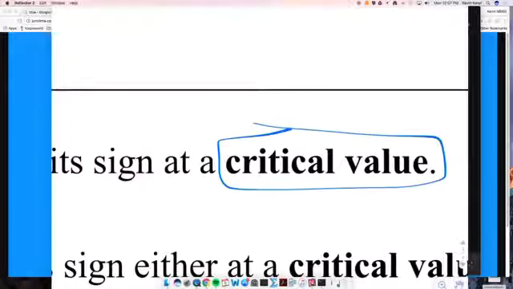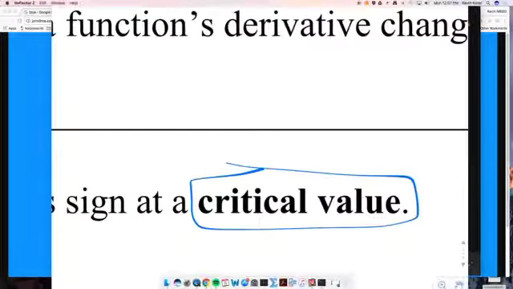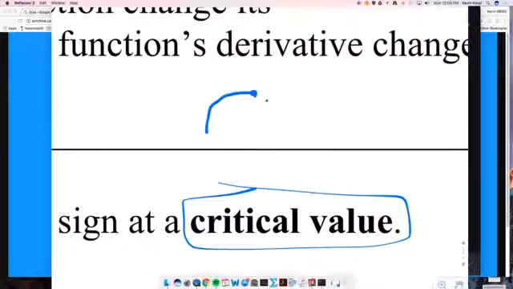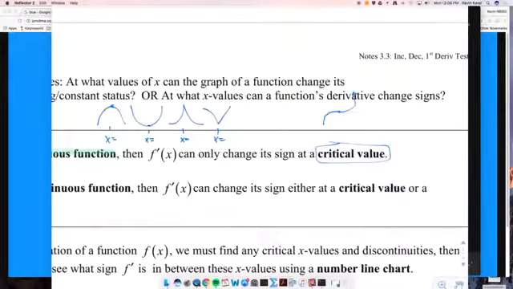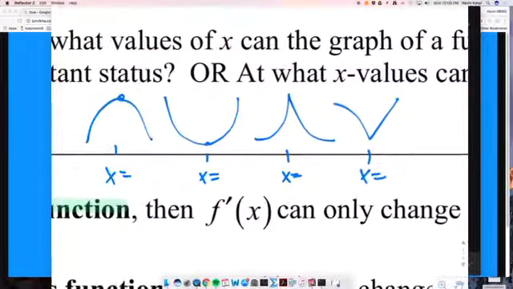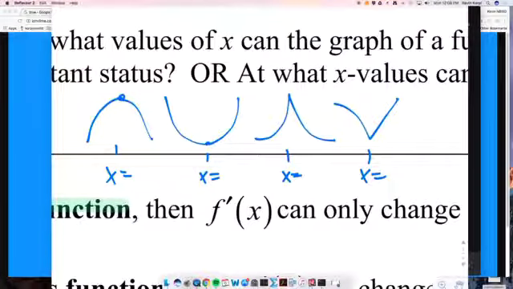Is the sign of f prime guaranteed to change at a critical value? No. You could have something like x cubed. It comes in from the bottom and goes horizontal right there, and you may be thinking that it's going to go down, but all of a sudden it goes up. That's a critical value, but it's not a sign change in f prime. F prime is positive on both sides, so that's not going to be a sign change. But if it is continuous and it does change signs on f prime, it's going to be at a critical value.